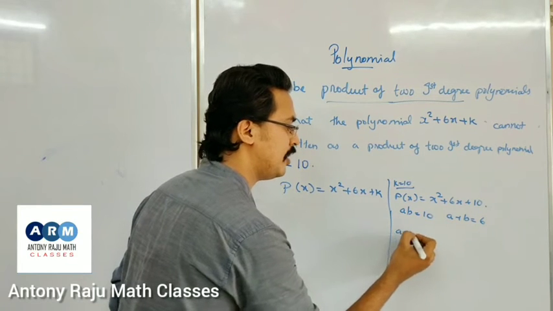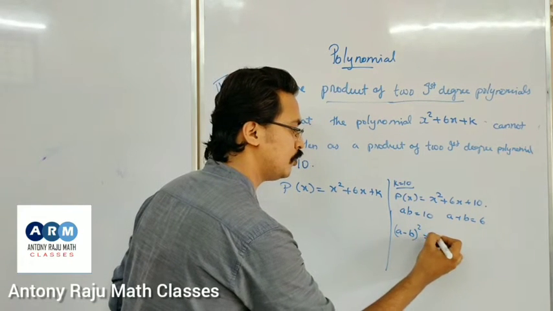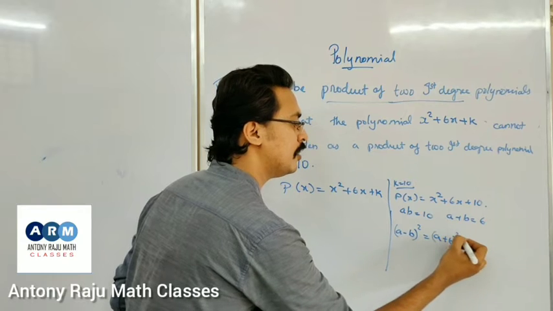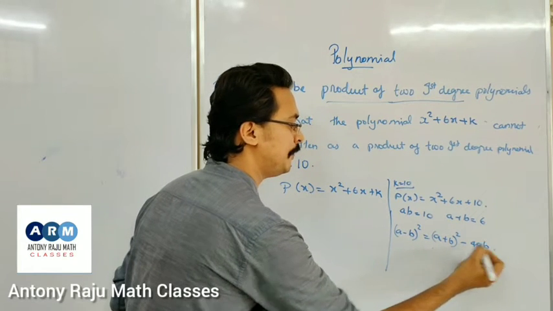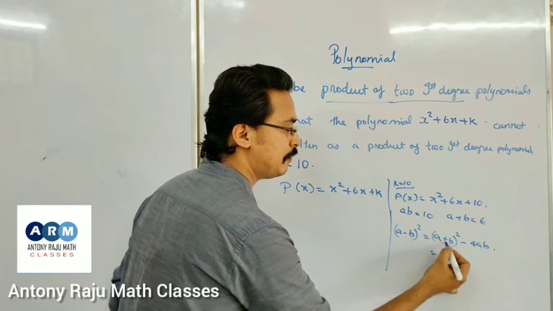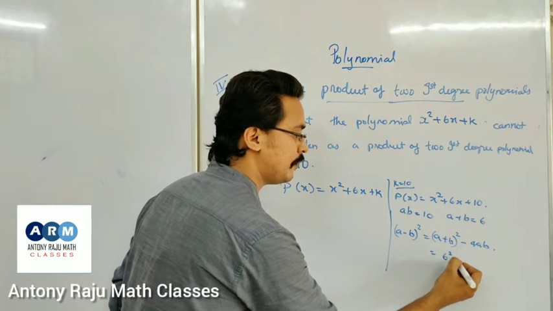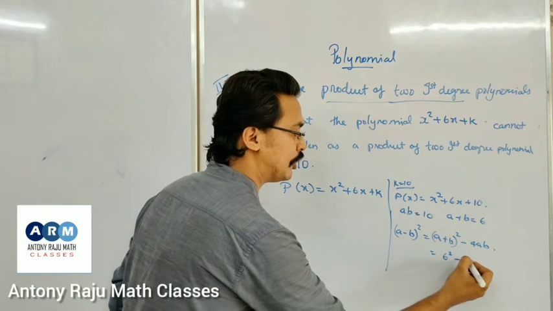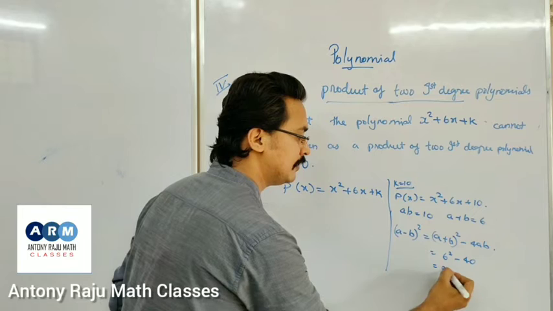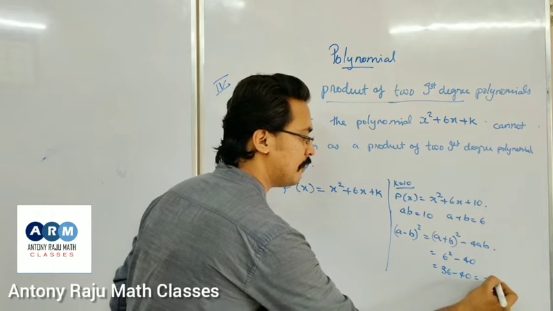A minus B whole square is equal to A plus B whole square minus 4ab, we apply this. A plus B whole square, 6 square, minus 4ab, 4 into 10, 40. That is 36 minus 40, we will get minus 4.